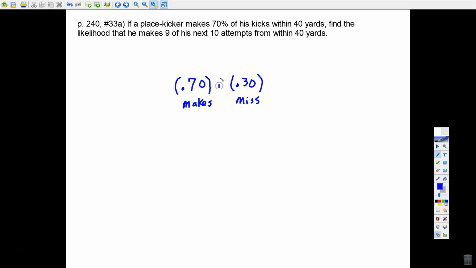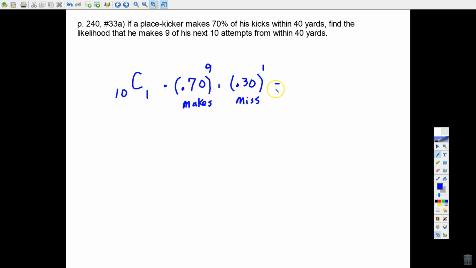Okay, so I got these set up. Find the likelihood, or that's just another word for probability, that he makes 9 of 10. So making 9 means I'm going to raise the make likelihood to the 9th power. And if he made 9 out of 10, that means he had to have missed 1. Okay, once again, this is one of the terms of an expansion. The combination factor, he has 10 attempts, and I'm going to let this number that follows C be the same as the exponent for the alternative to what the problem is asking for.